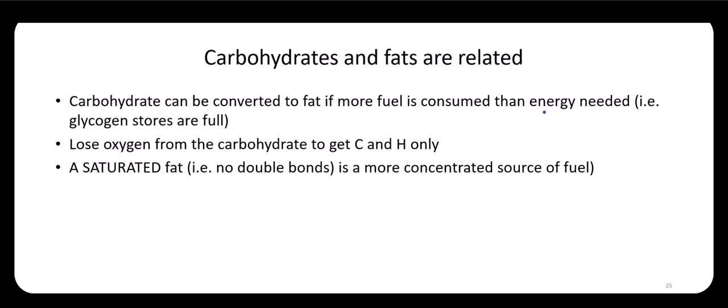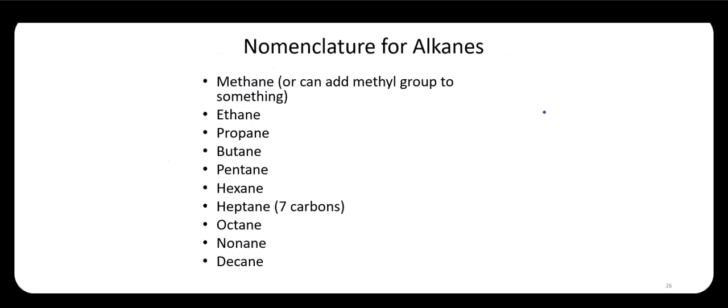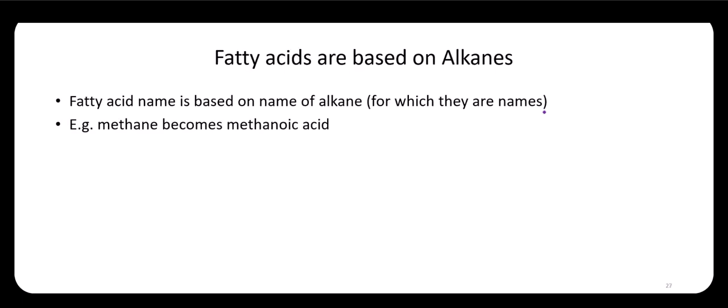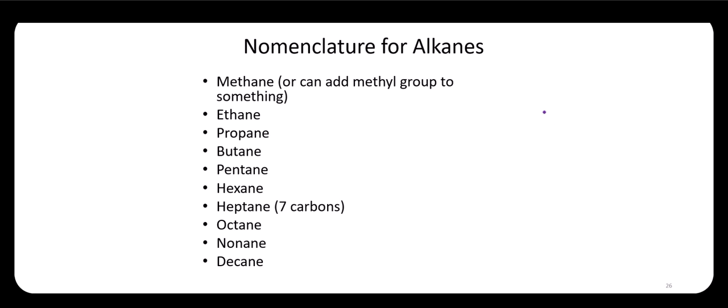Okay, carbs and fats are related because we convert the carbs to fats. Eat too many carbs, you're going to make fat, you're going to get fat. Let's get up. I've unsaturated somewhere. All right, we'll come to that. All right, so anyway, let's talk about nomenclature a little bit.